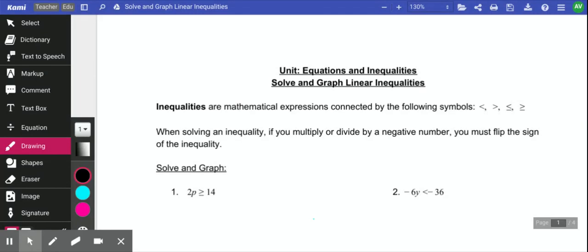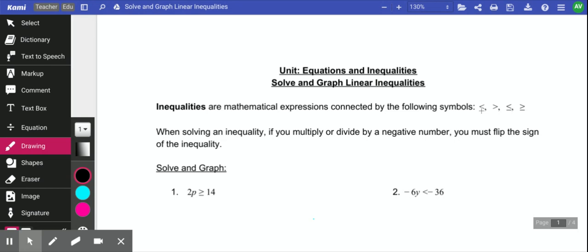Hey everybody, so we're still in the unit on equations and inequalities, and today we're discussing how to solve and graph linear inequalities. Inequalities are mathematical expressions connected by these four symbols. Guessing you recognize them all.